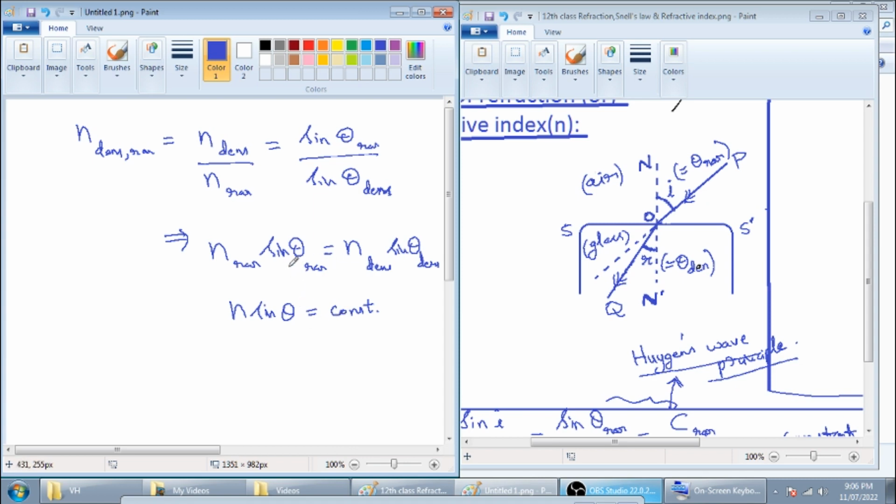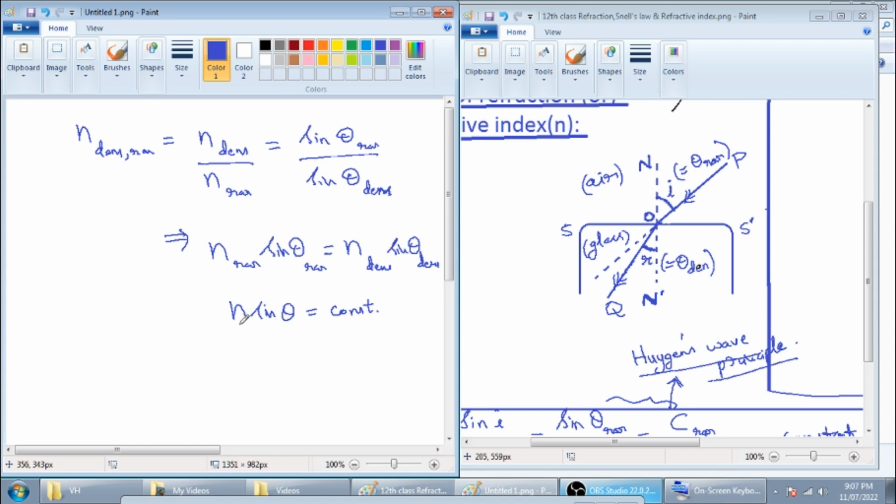So when light is passing from one transparent medium to another transparent medium, this product of the absolute refractive index and sin theta in that particular medium remains the same in both media. This is a very important result. Theta 1 is the angle of incidence, theta 2 is the angle of refraction, but whether it's the angle of incidence or refraction is not mentioned. It simply states that the product of absolute refractive index and sine of the angle in that particular medium remains unaltered as light moves from one transparent medium to another.